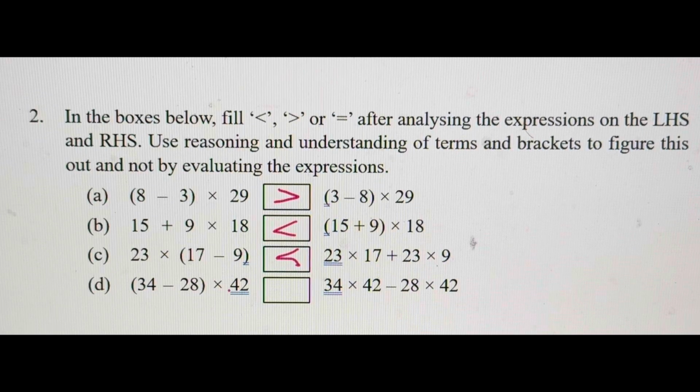Question number D, (34 minus 28) into 42, and here it is 34 into 42 minus 28 into 42. If you have observed question number 1, most of the questions were based on this, right? So 34 is multiplied by 42 and then 28 is multiplied by 42 and the answer is subtracted. So actually both the LHS and RHS are equal.